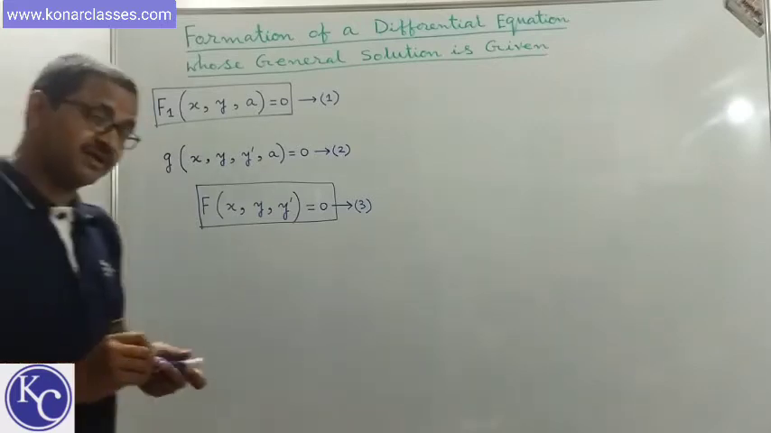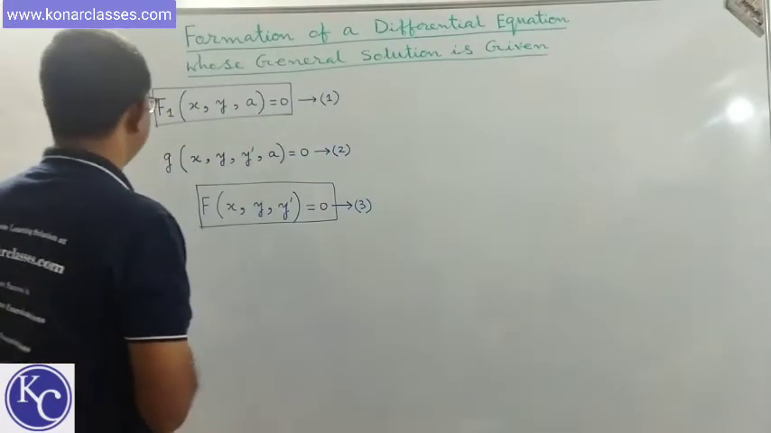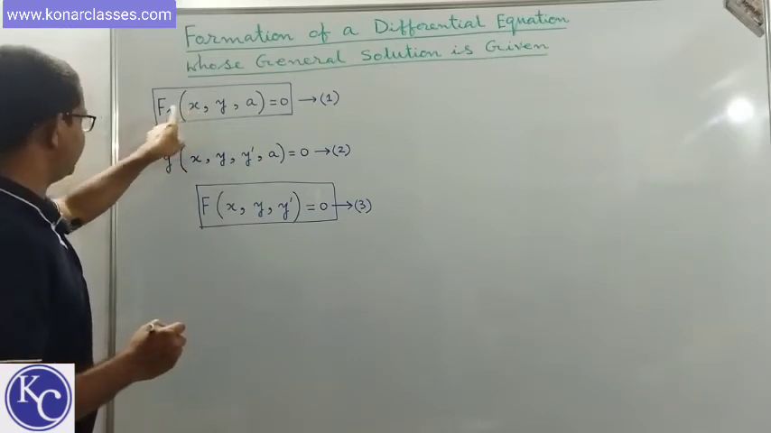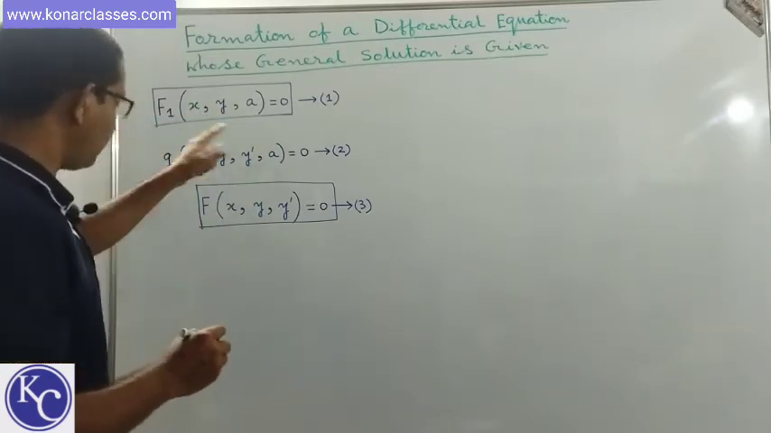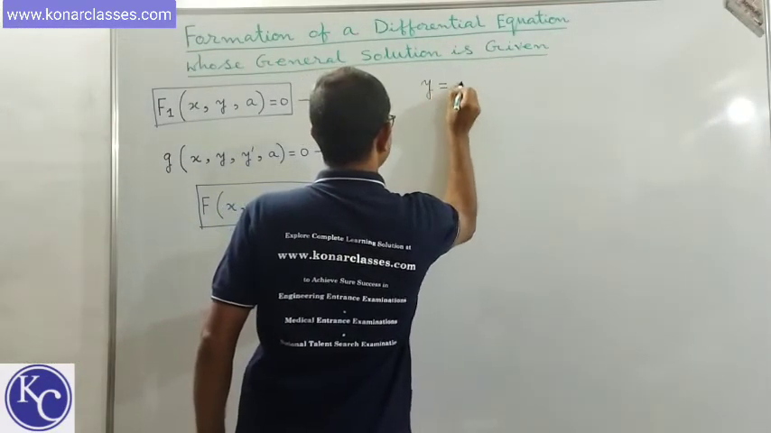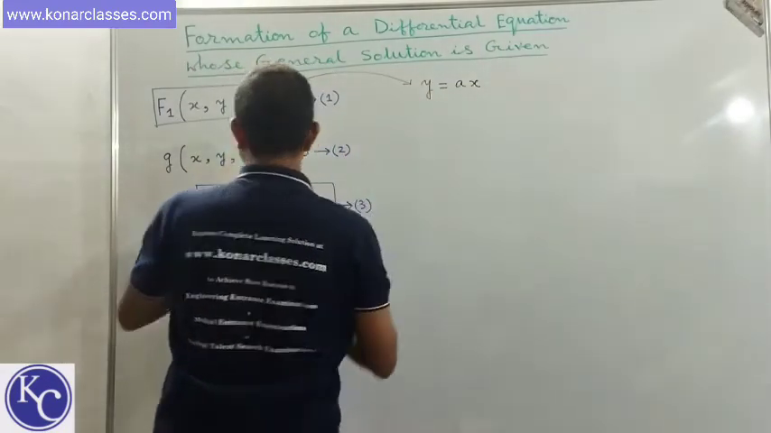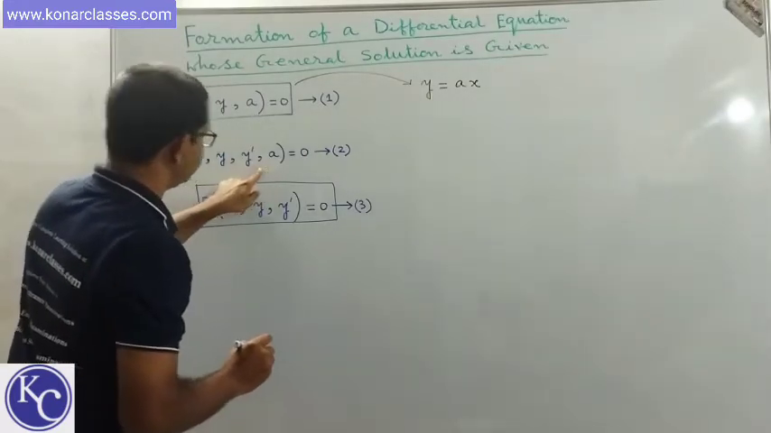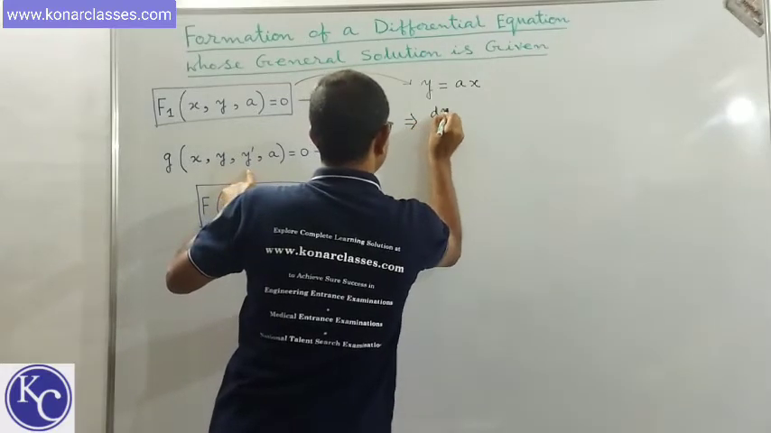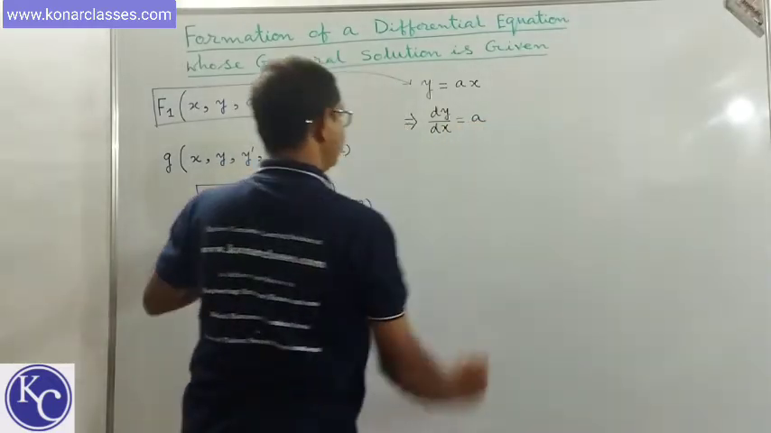Let us see by means of an example, because this is too theoretical. So corresponding to this equation, whose general solution is f1(x, y, a), let's take the equation y equal to ax, correct? So this represents this equation. After that, we are going to differentiate both sides. So if we differentiate both sides, what are we going to get? dy/dx is equal to a, correct?